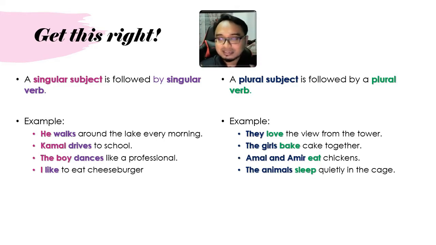Okay, this concept right. Okay, next, the girls bake cake together. The girls, plural. Okay, many girls. So the verb is bake. Okay, the bake here does not have an s at the end. Cake together. Amal and Amir eat chickens. Amal and Amir, two persons, so plural. Eat chickens, plural verb. Okay. Next, the animals sleep quietly in the cage. The animals, many animals, plural. Sleep, plural verb, does not have an s at the end. Quietly in the cage. Okay.